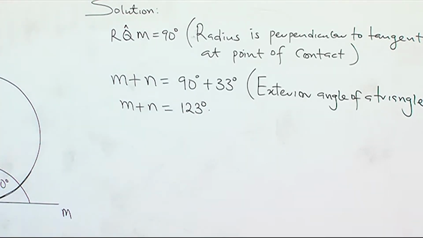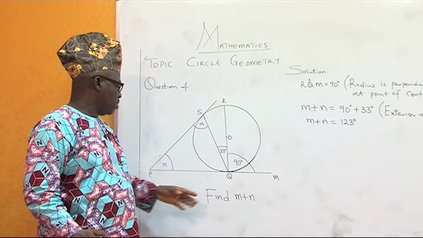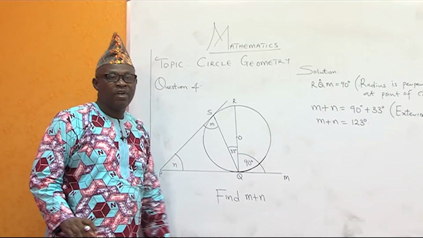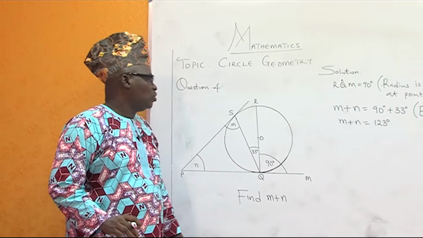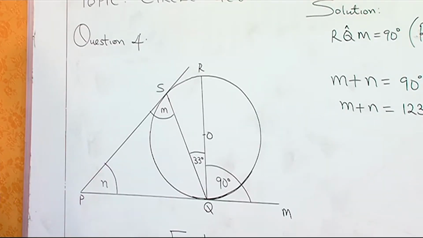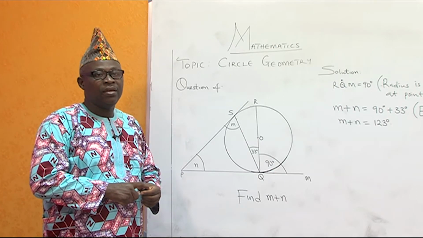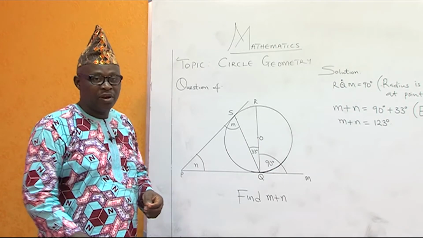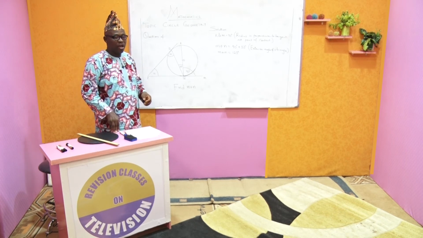So we've been able to answer this particular question. We are required to find the value of M plus N, which we have done. We used the theorem that talked about radius being perpendicular to the tangent at the point of contact. And at the same time, we look at the theorem that talked about the exterior angle of a triangle.